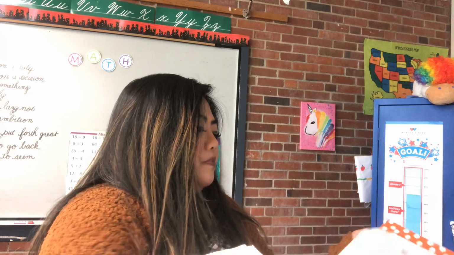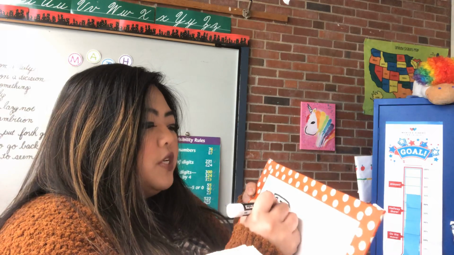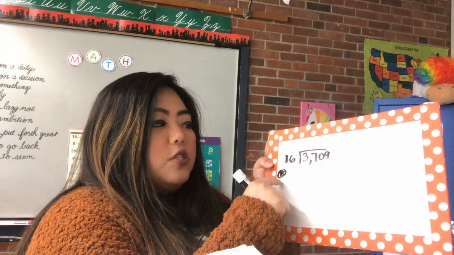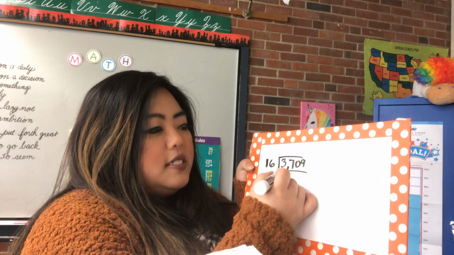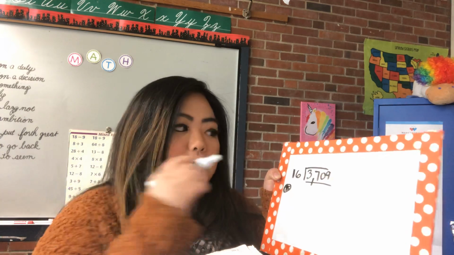The next one, 16 goes into 3,709. The first thing you do is you're going to use 16, you're going to estimate like it's a 15, okay? But don't multiply by that, that's just to help you. How many times would 16 or 15 go into 37? 15, 30, oh, only 2.